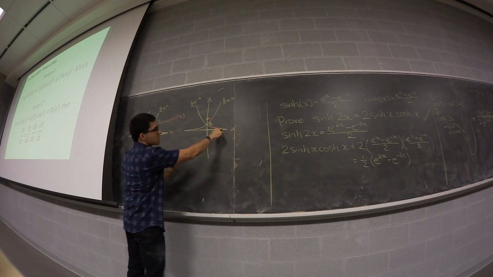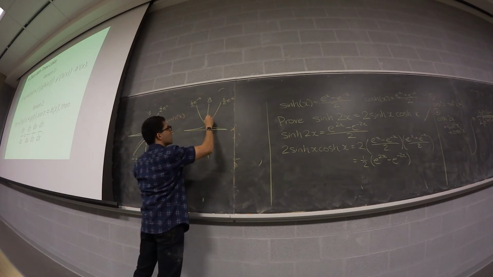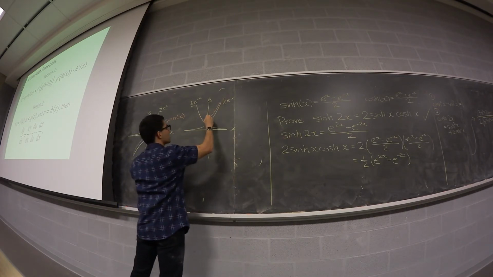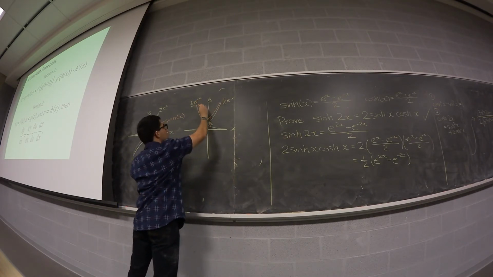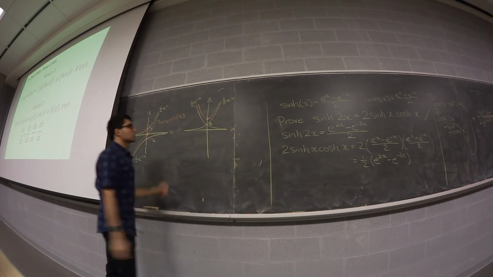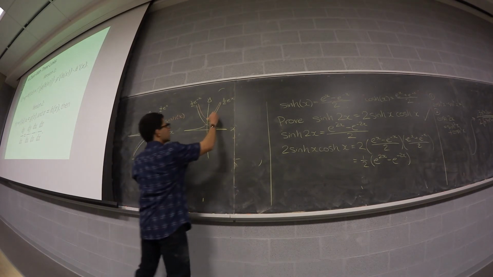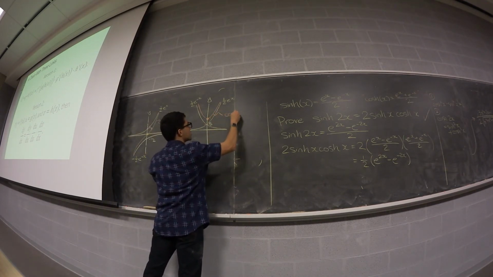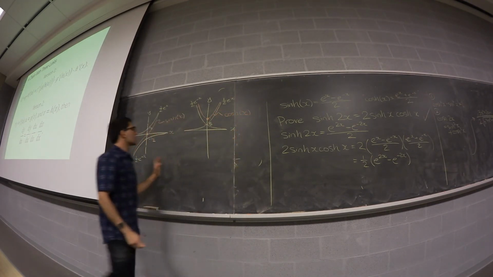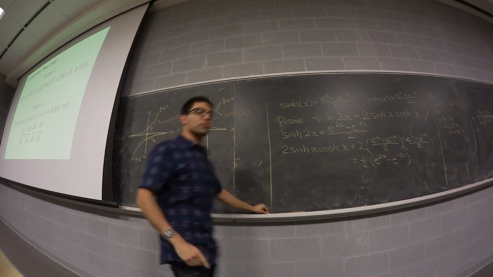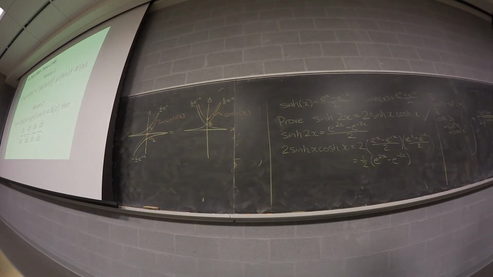As I go this way, this guy dies away and I look more and more like this guy. As I go this way, this guy dies away and I look more and more like this guy. It's an even function. And remember, cosh x, each is the other's derivative. Okay? So check the things you expect of derivatives and make sure they make sense with the sketches.